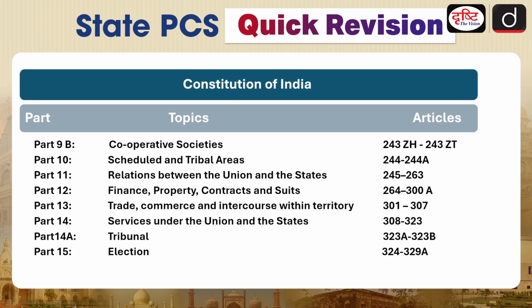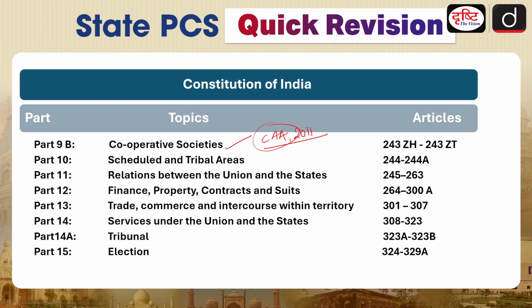Moving further, Part 9B is talking about the cooperative societies. These were also added later. You have to tell me in the comment box with which Constitution Amendment Act. That act actually happened in 2011. The number, or you can say the series of that particular amendment act, you can tell me in the comment box. Like I told you that 73rd is for the panchayat, 74th is for municipalities, and similarly you have to tell me which Constitution Amendment Act was there to give cooperative societies a constitutional status.